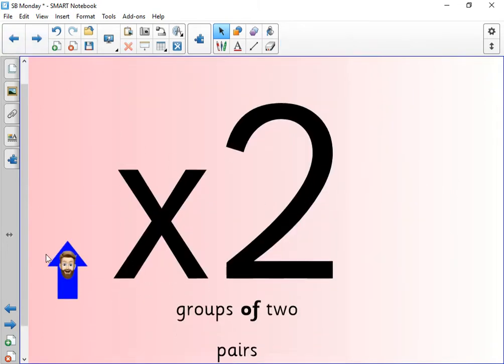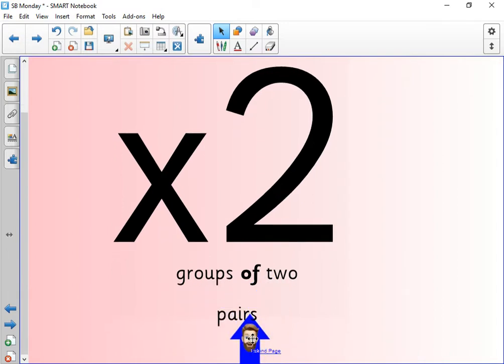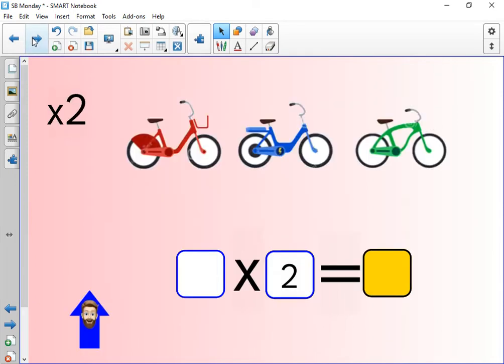Okay, so let's start our lesson by looking at multiply by 2 or times 2. Now, when we have the number 2 after the multiplication symbol, we're making groups of 2, or we're making pairs. When you see a pair, it just means 2 things together. Okay, so I've got some pairs here. I know multiply by 2 means things in pairs, things grouped in twos.